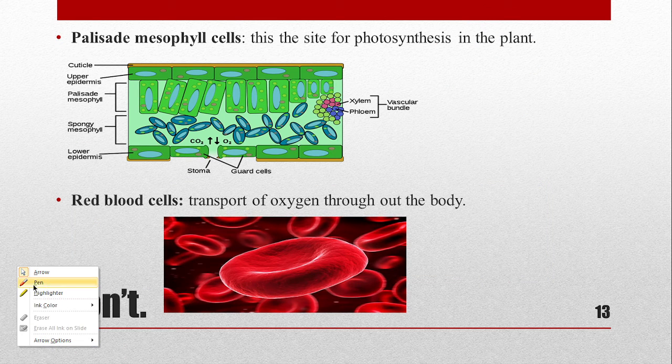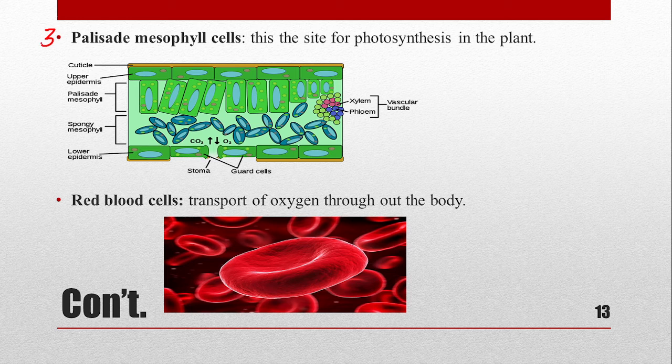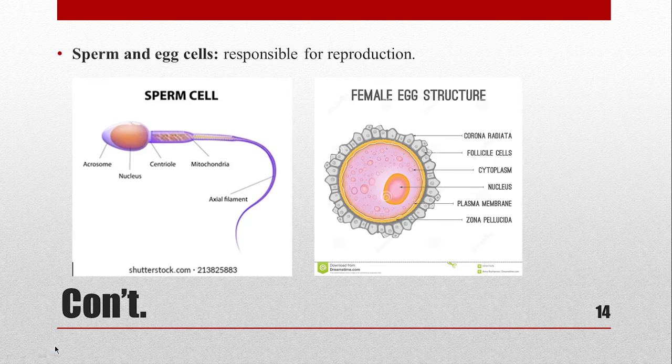Then we have the palisade mesophyll cell. Sorry for my mispronunciation. This is the site for photosynthesis in the plant. The palisade mesophyll, really sorry, are these ones. They are responsible for photosynthesis in the plant. Then we have red blood cells, which carry oxygen throughout the body. Then we have the sperm cell and egg cell. These are responsible for reproduction.